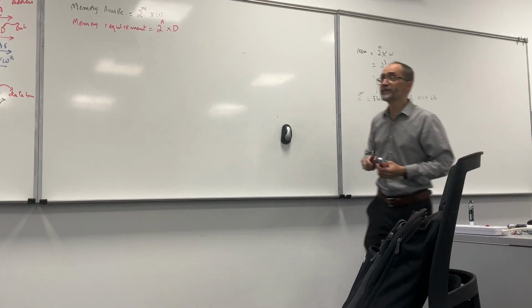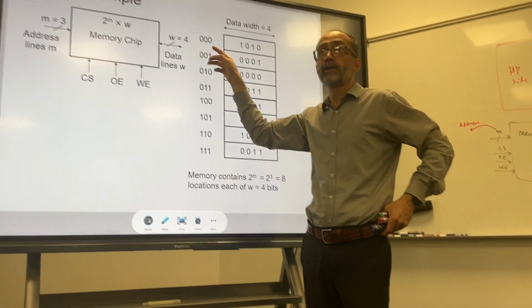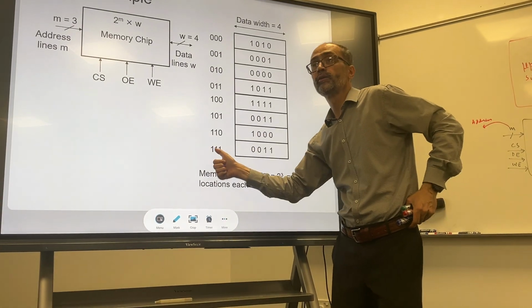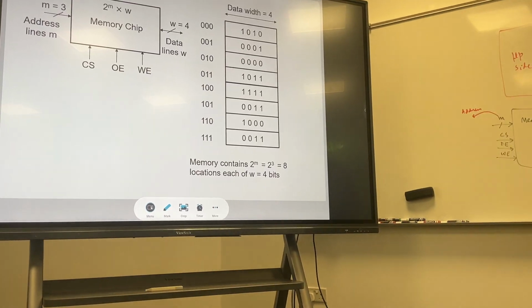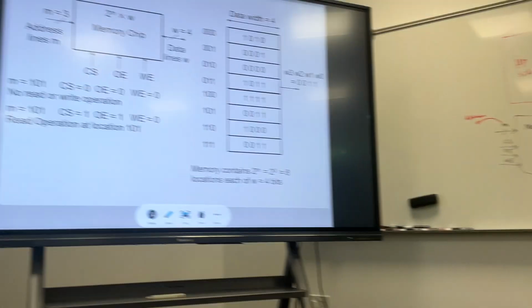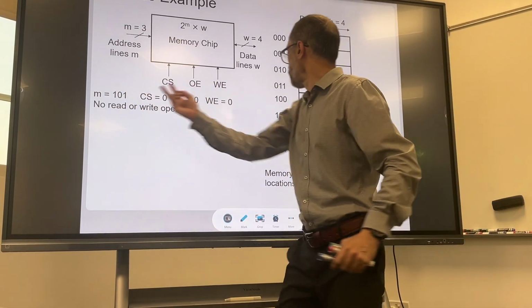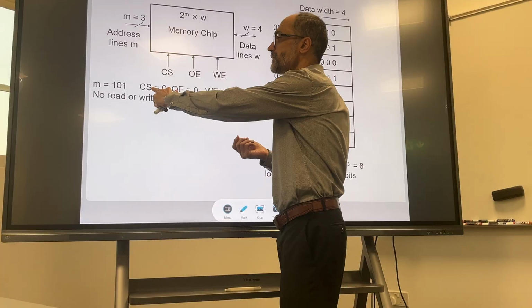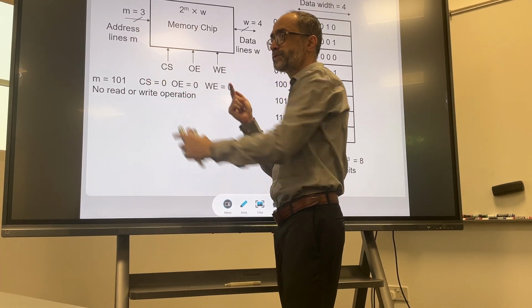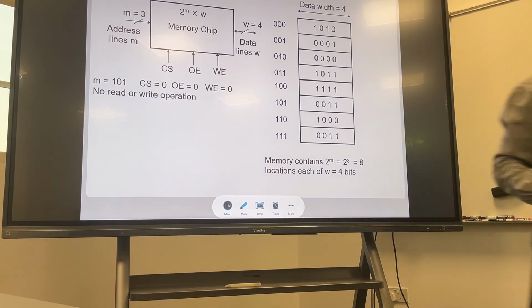Clear or not clear? What is the address of the first location? 000. The second location? 001, and so forth. The address of the last location? 111. Remember my first lecture? If we want to access the first location, we want to address this location, but chip select is 0. If chip select is 0, the memory is disabled. No read or write operation.